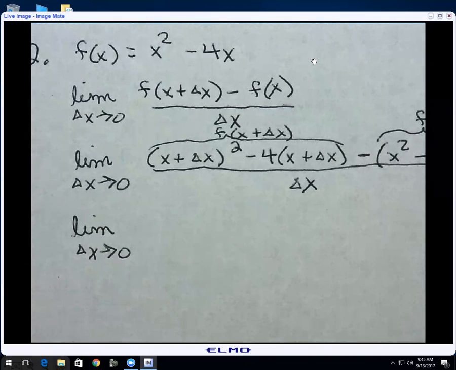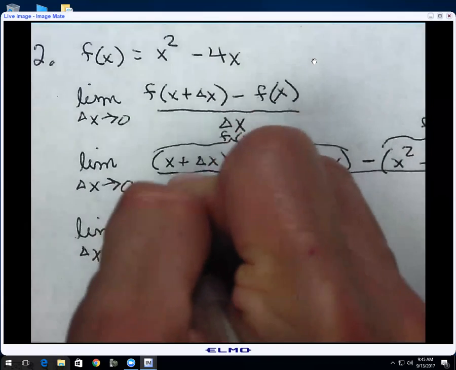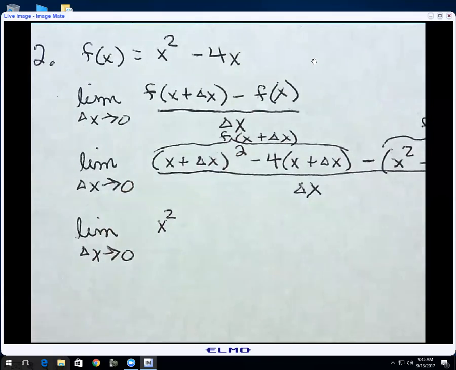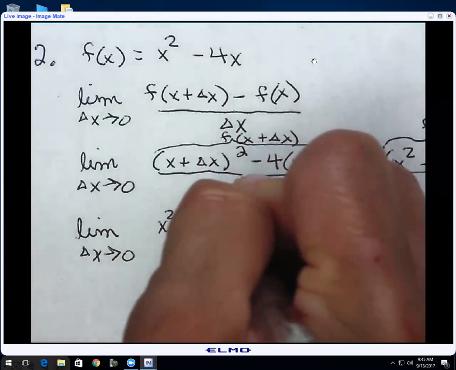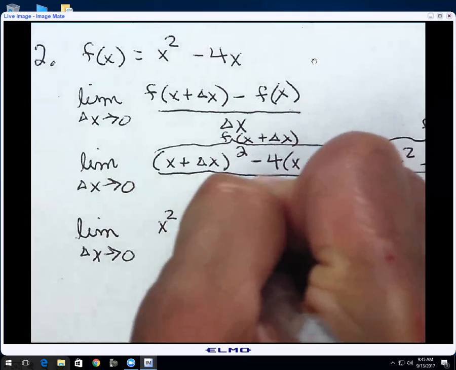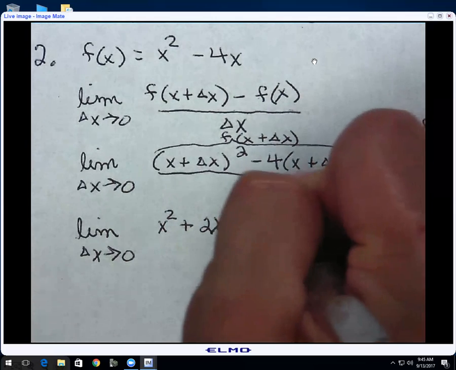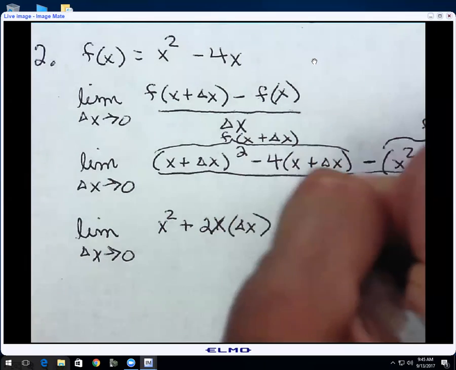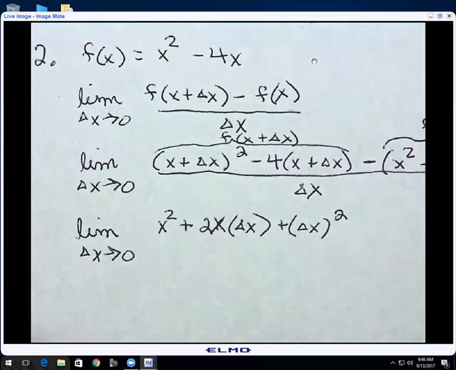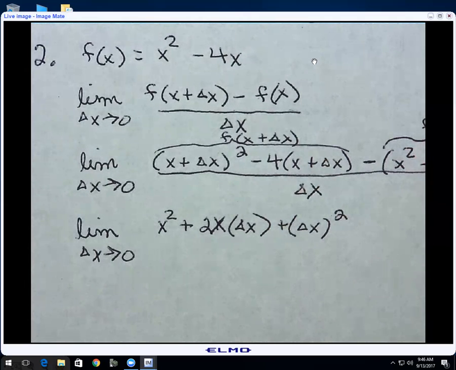x plus delta x squared is x squared. What will the middle term be after I combine like terms? 2x delta x. And what will the last term be? Delta x squared. If you can't see that without a middle step, then you need to write down x plus delta x times x plus delta x and FOIL it. But it would be better if you didn't have to do that. It would save you time.